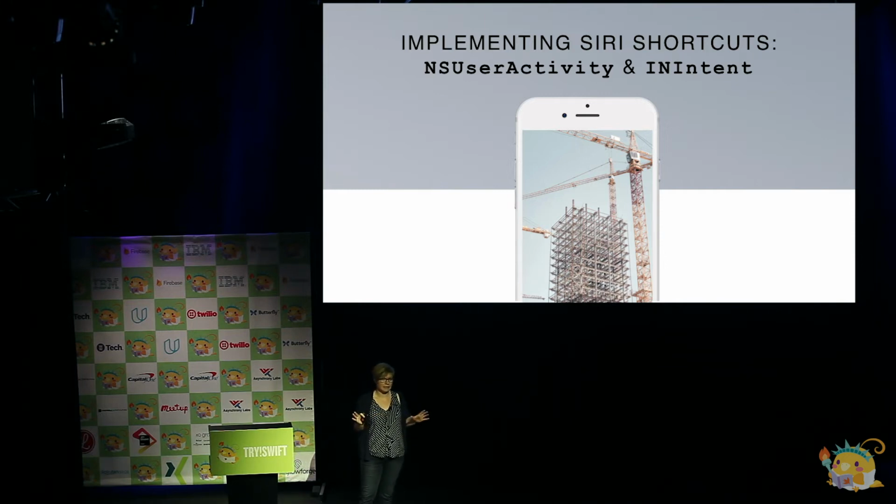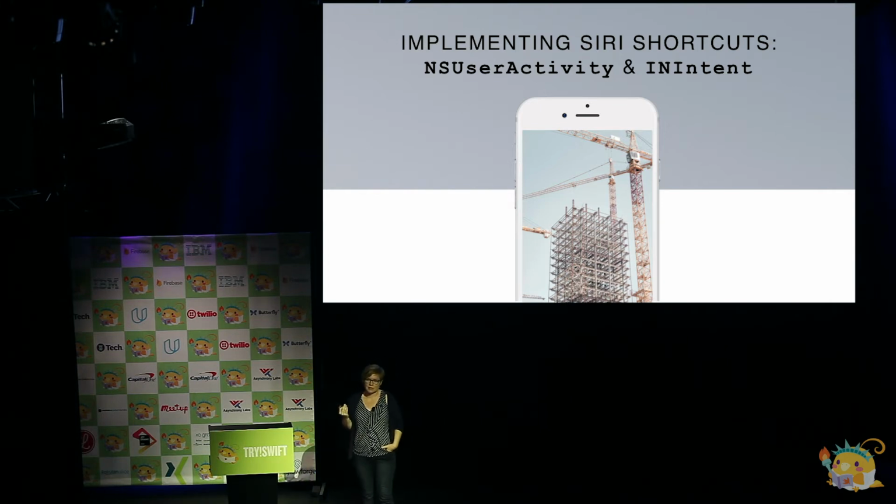And there's two completely different ways of doing it. One is NSUserActivity, which is something that's been around for a while. You might be using it for handoff or some Siri search enhancements. And there's INIntent, which is relatively new, and all the handling for shortcuts is totally new stuff.